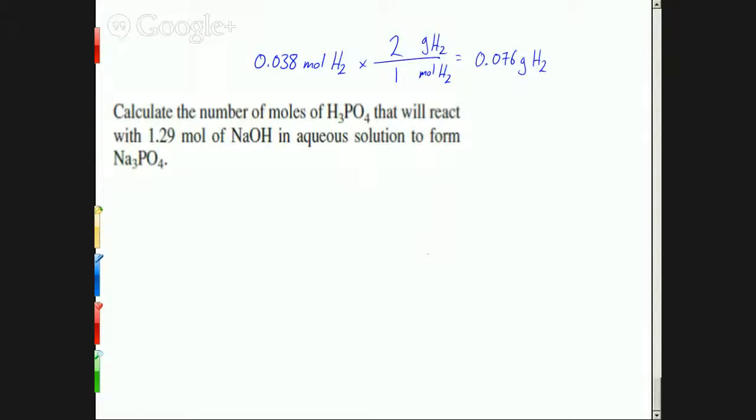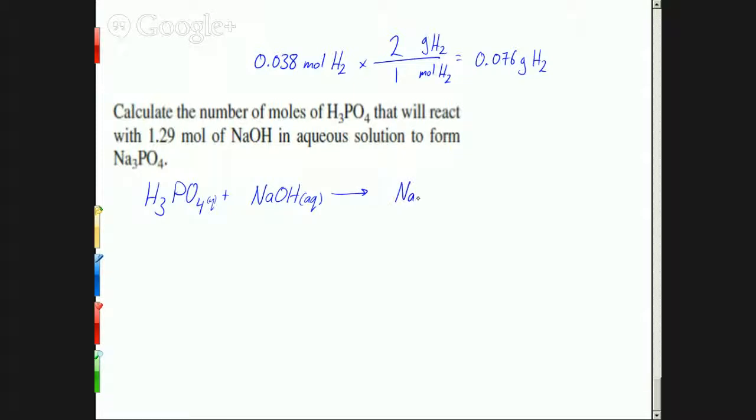All right, calculate the number of moles of H3PO4 that will react with 1.29 moles of sodium hydroxide in aqueous solution to form sodium phosphate. All right. This one also has a missing reagent in it, so we'll see if we can figure that out. So our H3PO4 is reacting aqueous with sodium hydroxide.